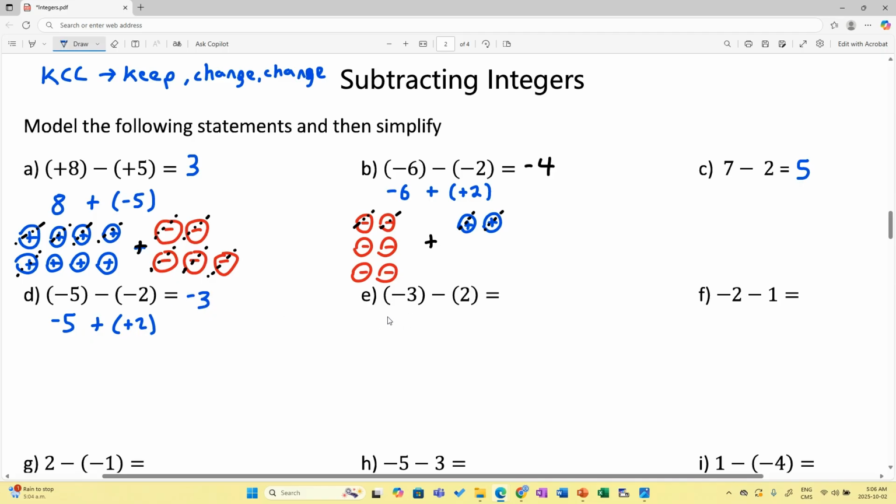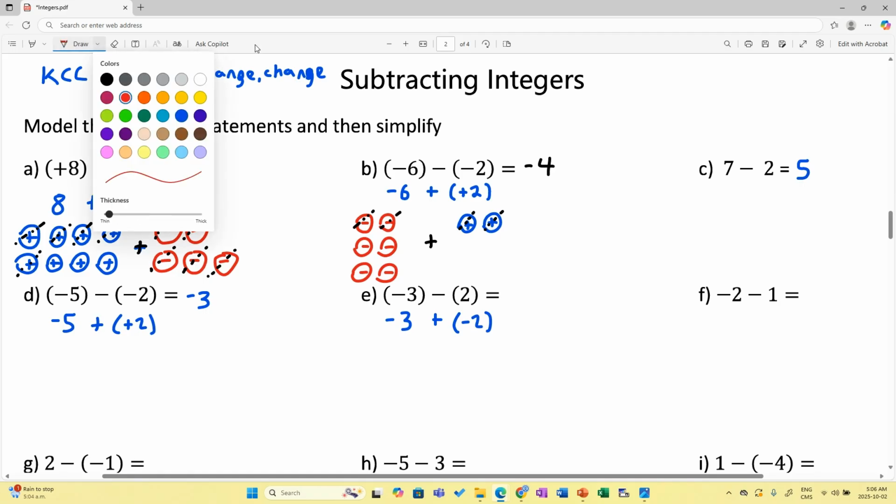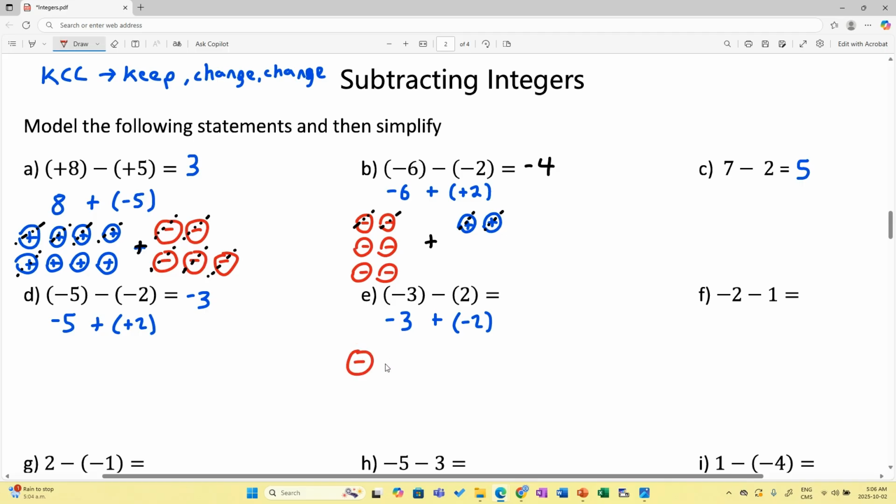Okay, now for E, I have negative 3. Keep the first number the same. Change my sign. And now since this is a positive 2, I change it to a negative 2. So keep, change, change. I got negative 3 plus negative 2. In this case, I'm going to add them together. I draw 3 negative circles. I add it to 2 negative circles. Now, since there are no positives in either of these, I simply add up the negatives. 1, 2, 3, 4, 5. So my final answer should be negative 5. So negative 3 minus 2 is negative 5.